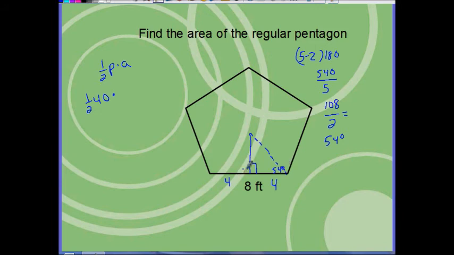Now, we don't have anything nice, so how are we going to find out what the length of that apothem is? If you said trig, you're exactly right. Let's label our sides. Our hypotenuse is across from our right angle. Across from our reference angle, 54, is our opposite side, and attached to our reference angle is our adjacent side. Don't care about that hypotenuse.